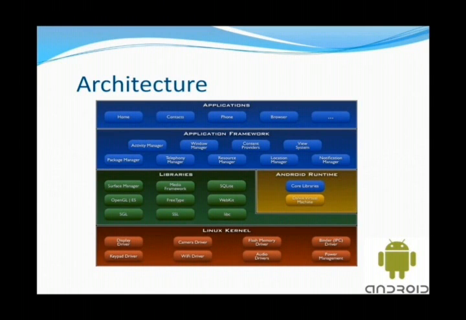That means any application can publish its capabilities and other applications may then make use of those capabilities. Libraries. Android includes a set of C and C++ libraries, and those library files are used by various components of the Android system. Android runtime. Every Android application runs in its own process with its own instance of the Dalvik virtual machine. Android kernel. Android depends on Linux version 2.6 for core system services such as security, memory management, process management, network stack, and driver model. The kernel also acts as an abstraction layer between hardware and the rest of the software stack.